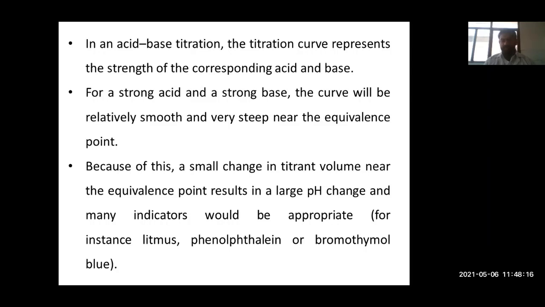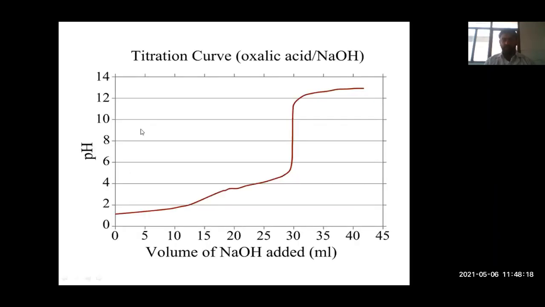For example, litmus, phenolphthalein, and bromothymol blue can be used for the identification of the endpoint, or end of the reaction. This is a normal titration curve of oxalic acid versus NaOH. Here we are presenting the change in pH as we add the volume of NaOH to the titration flask. Initially there is only acid, so the pH is quite acidic, and as you add more and more base, there is a slight change in the pH, and nearly it becomes steady, or it becomes 7.